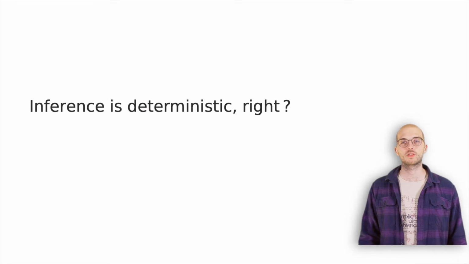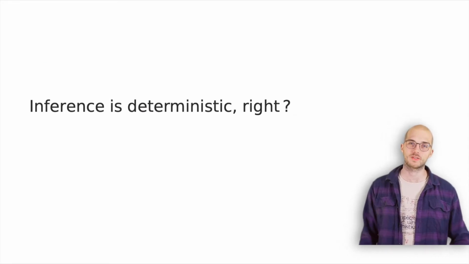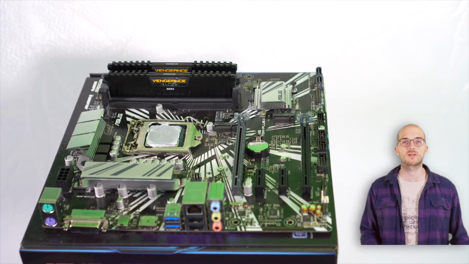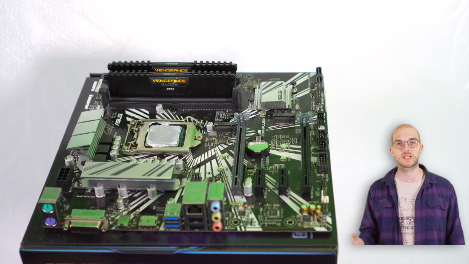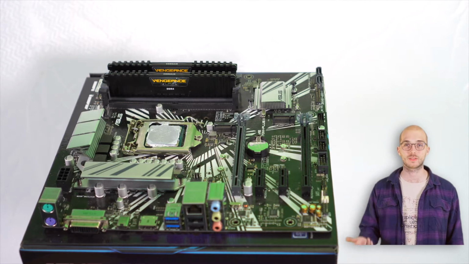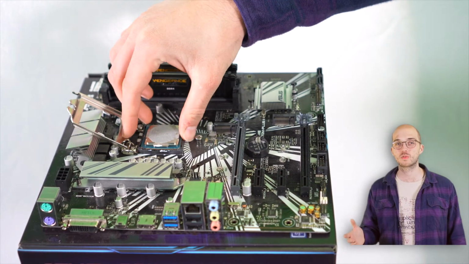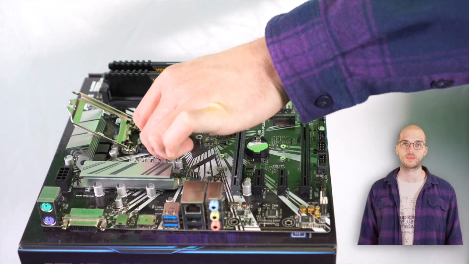One would assume that machine learning inference is a deterministic process, which is true, at least to some extent. We verified that executing the same exact model on the same exact input multiple times on the same CPU gives you identical results. However, if we execute the model on different CPUs, we can get different results.